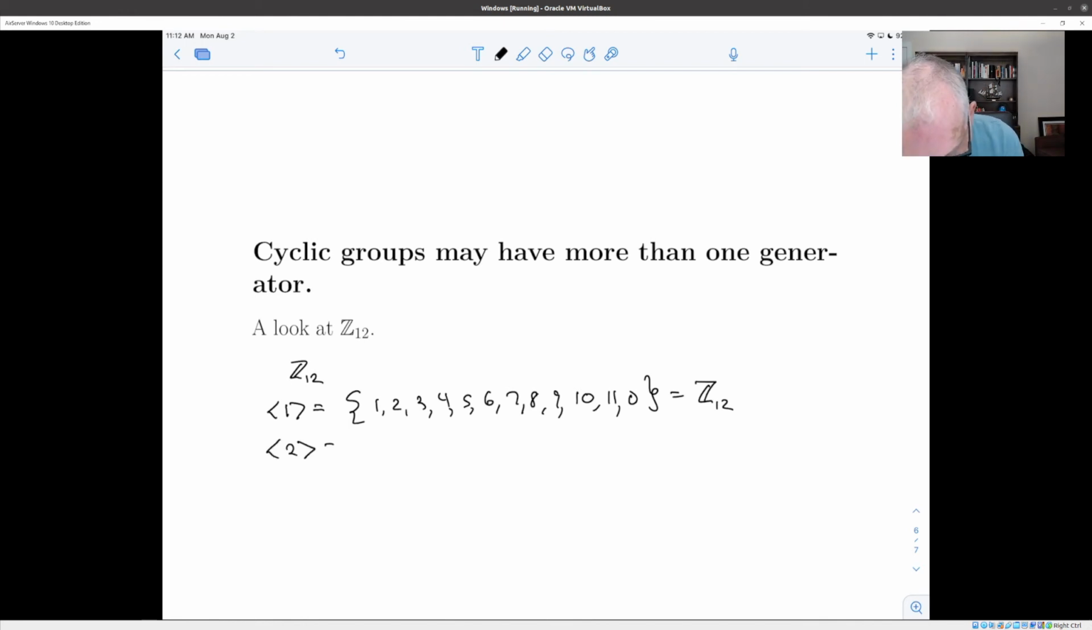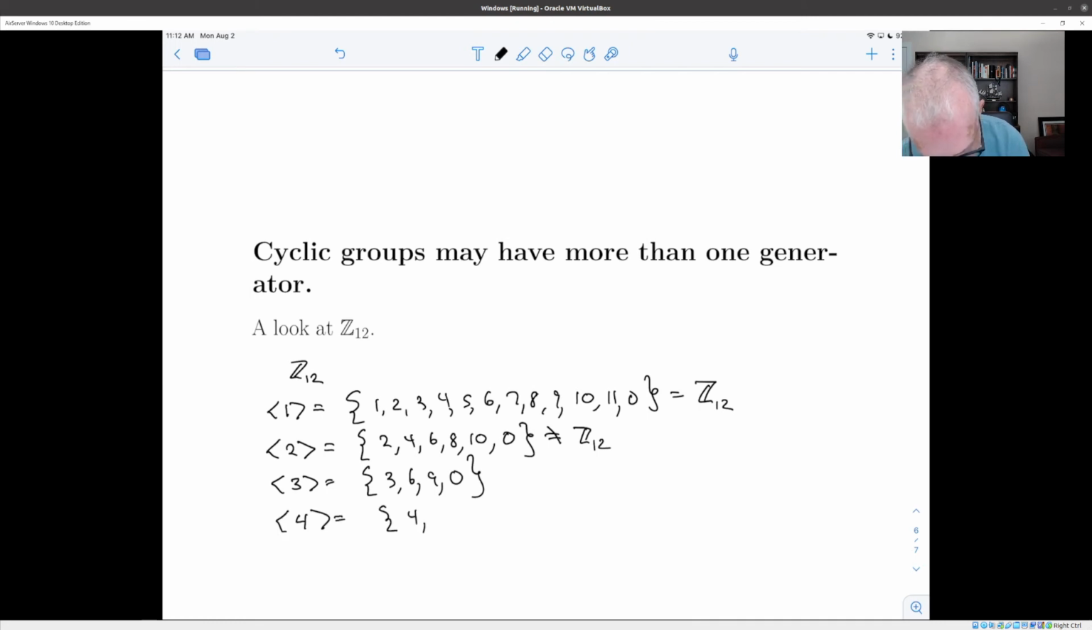If we take 2, the group generated by 2, we get 2, 4, 6, 8, 10, and then 12, which is 0. And if we keep going, we're going to get 2, 4, 6, 8, 10, 0, 2, 4, 6, 8, 10, 0. So this is smaller than Z12. If we take 3, we get 3, 6, 9, 0. If we take 4, we get 4, 8, 0.